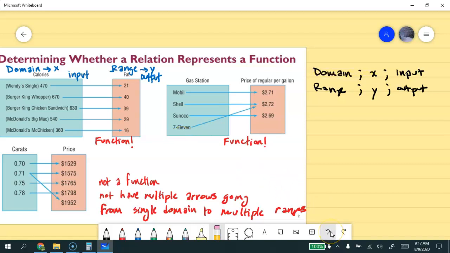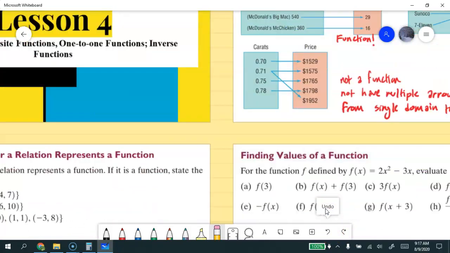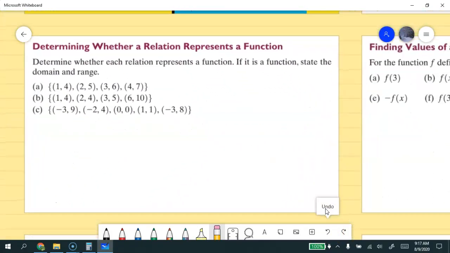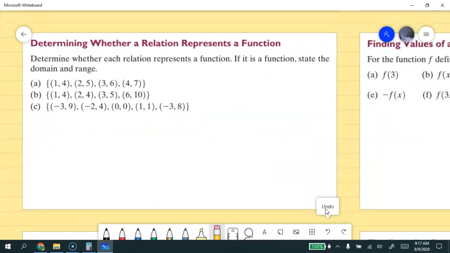The domain being the x's and the range being the y's. All right, let's go to the next piece. Now what we're going to do is determine whether each relation represents a function, and if it is a function, then we'll state the domain and the range of that function. So let's go ahead and start with letter A.